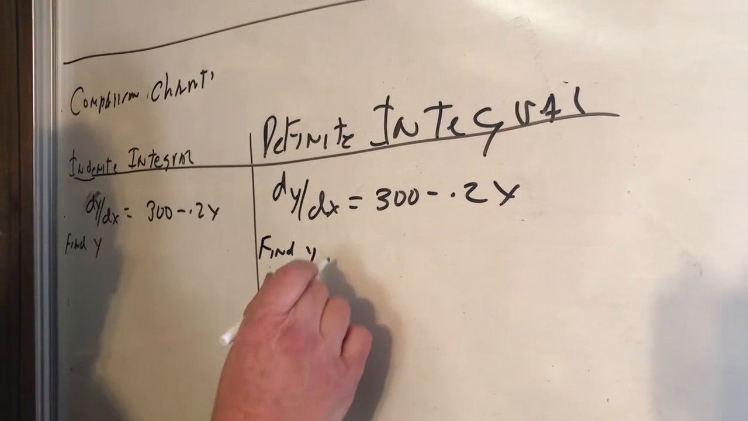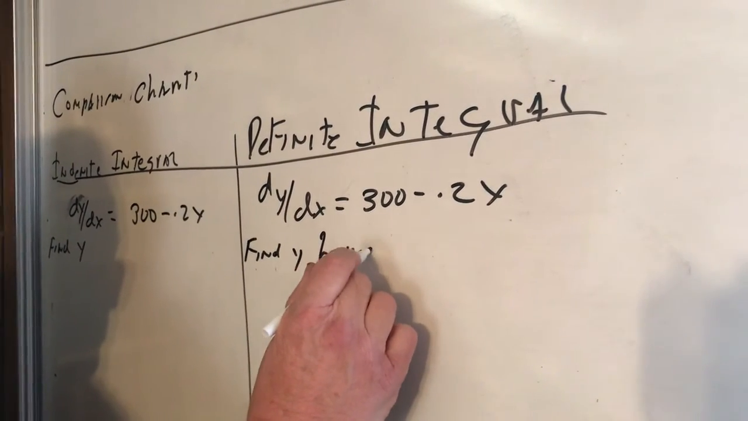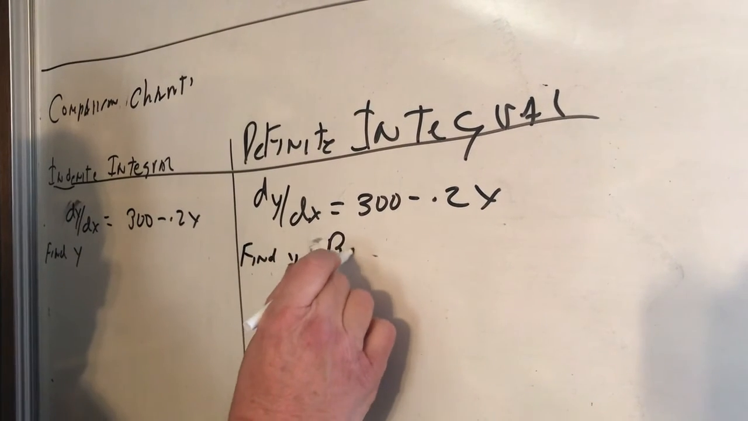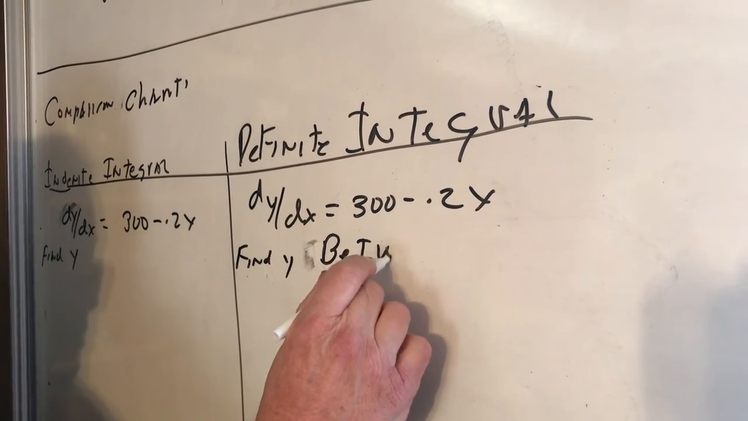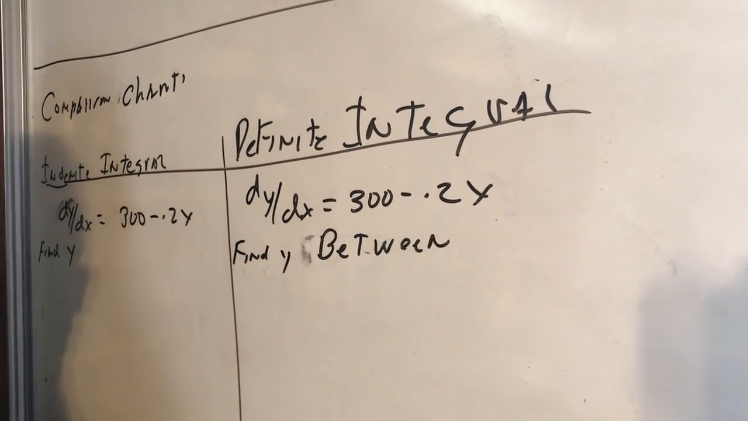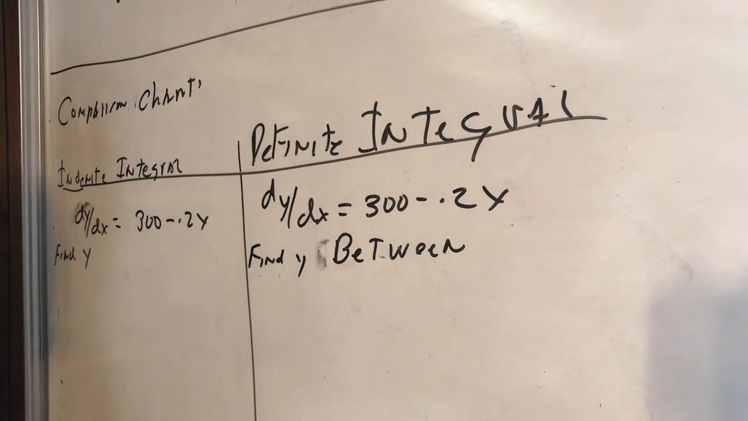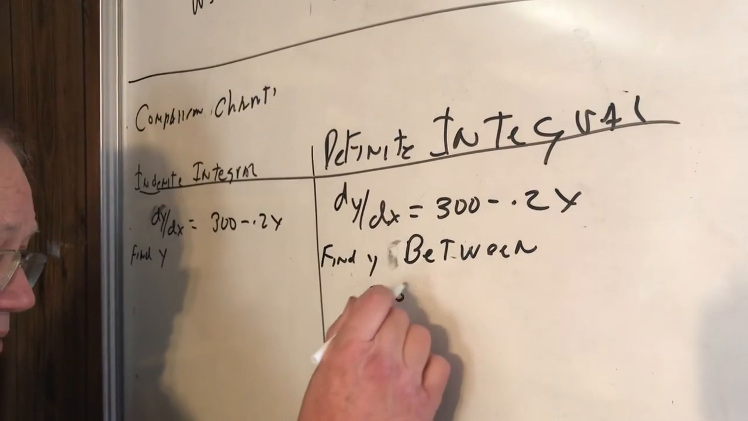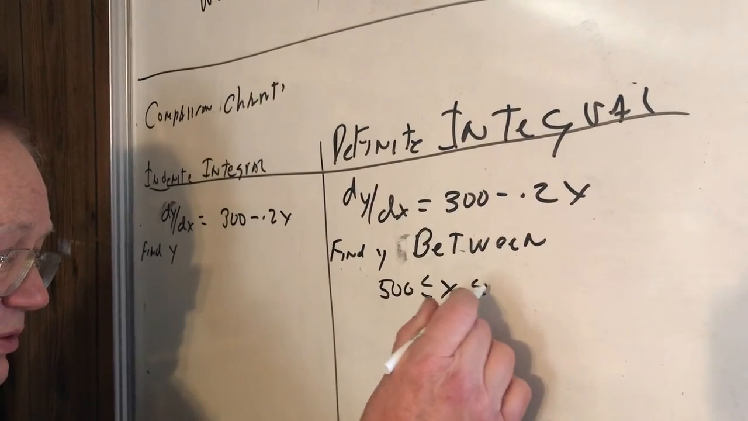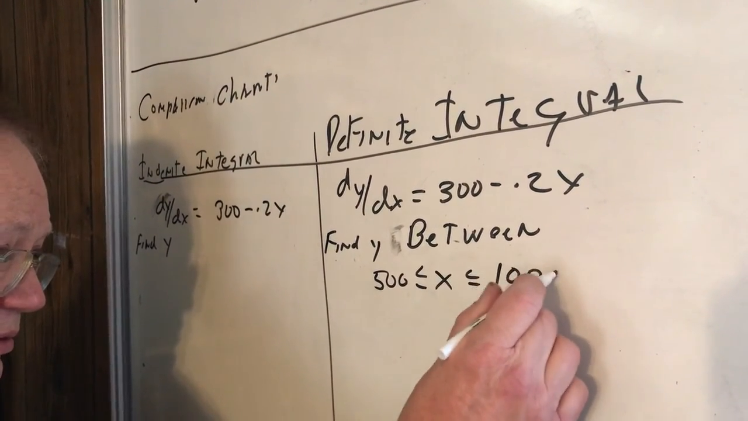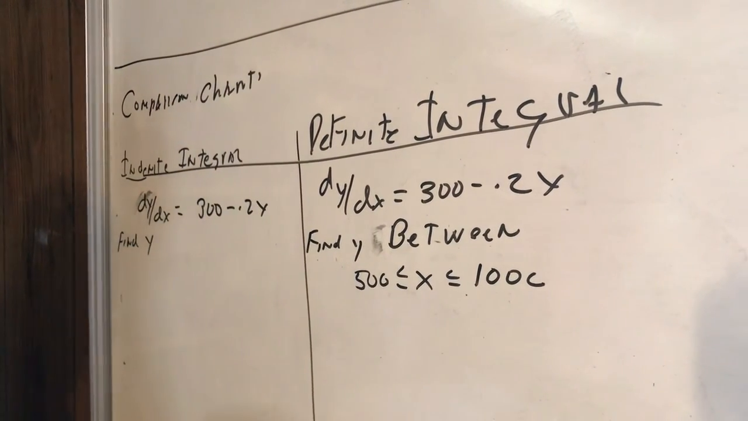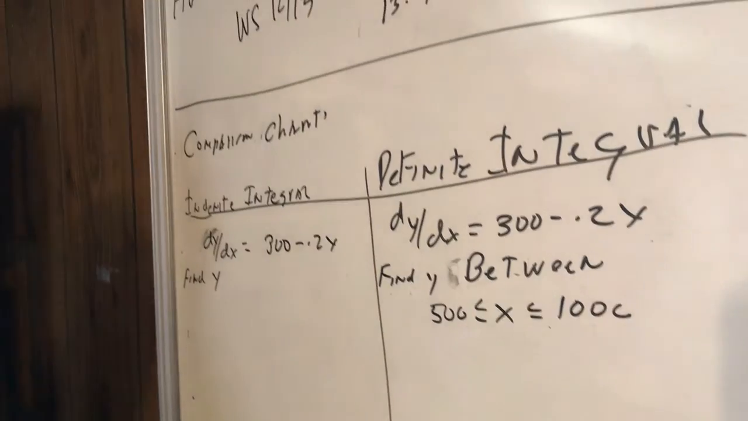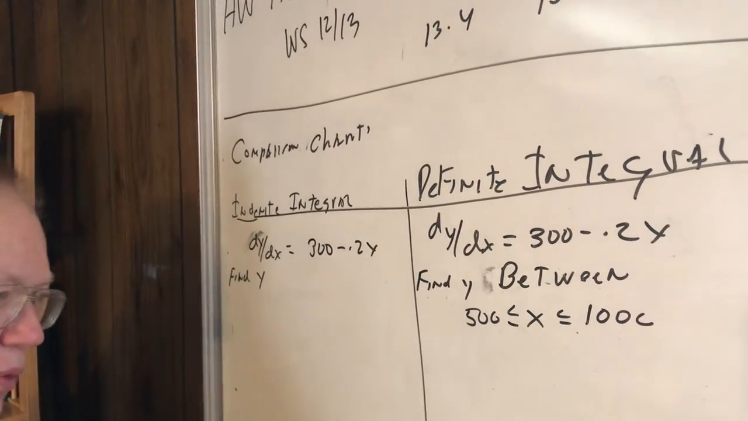Okay, find y between two x values. So it's between the values of 500. Now notice I don't specify any numbers here. I'll wrap this one up. Okay, and we'll come back.